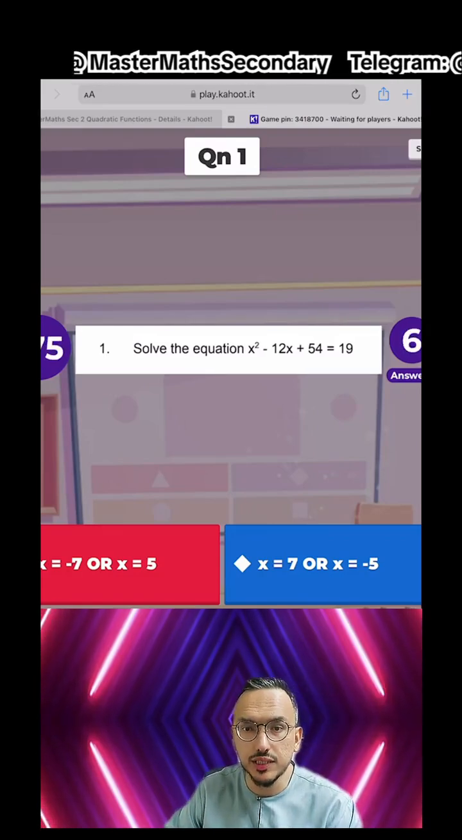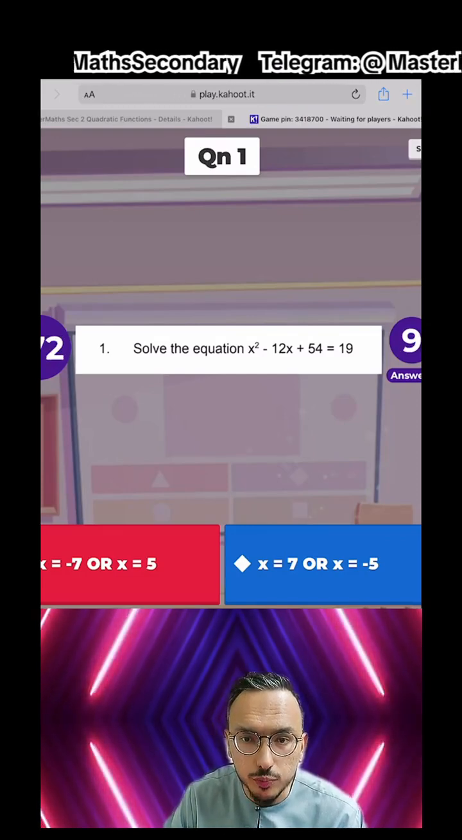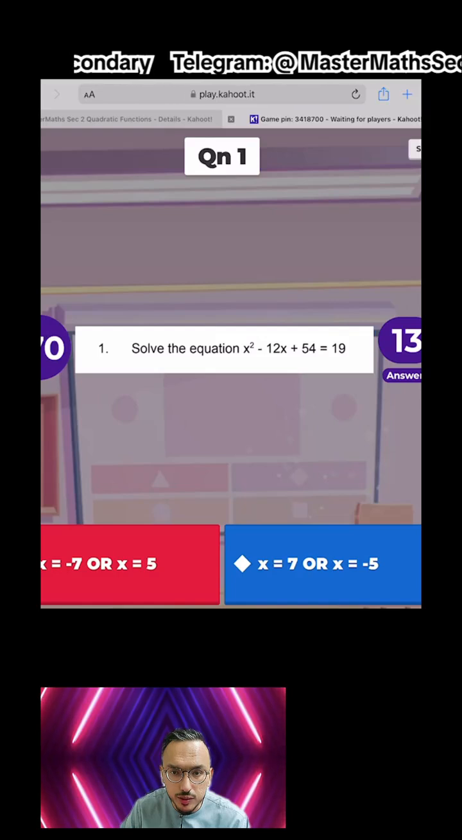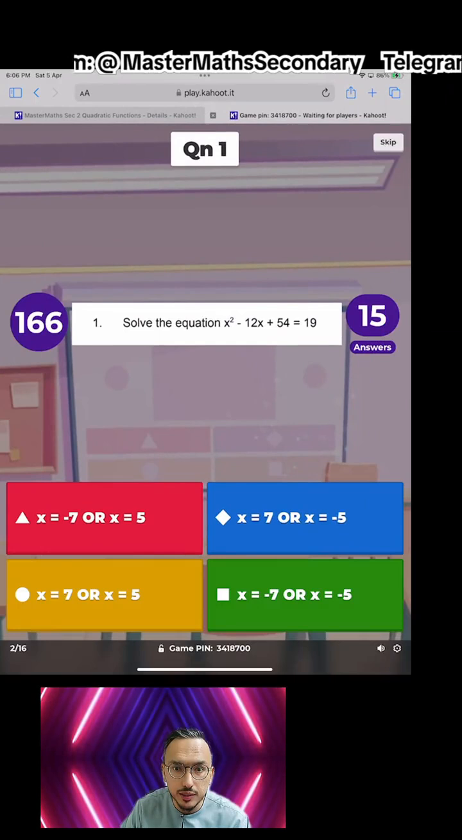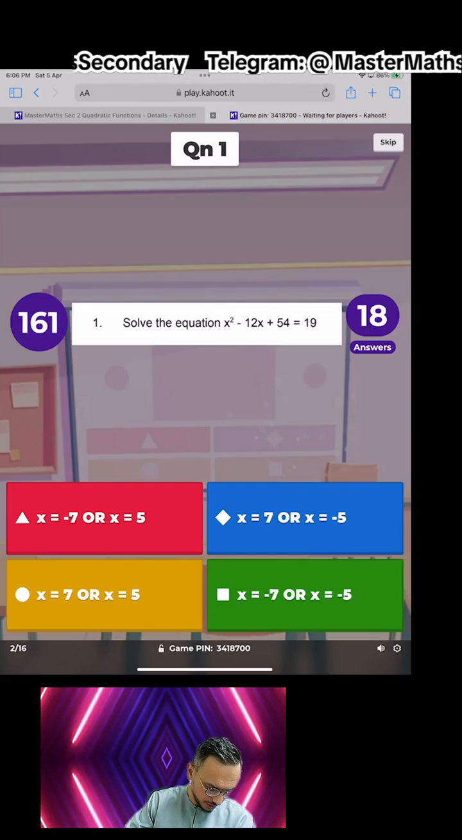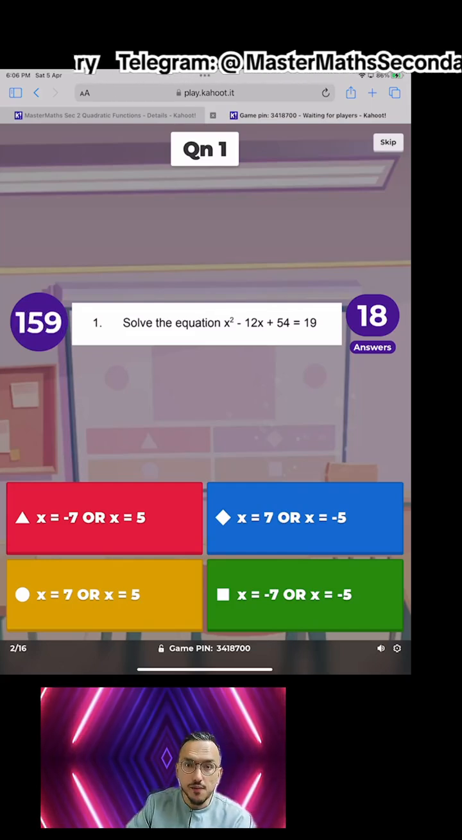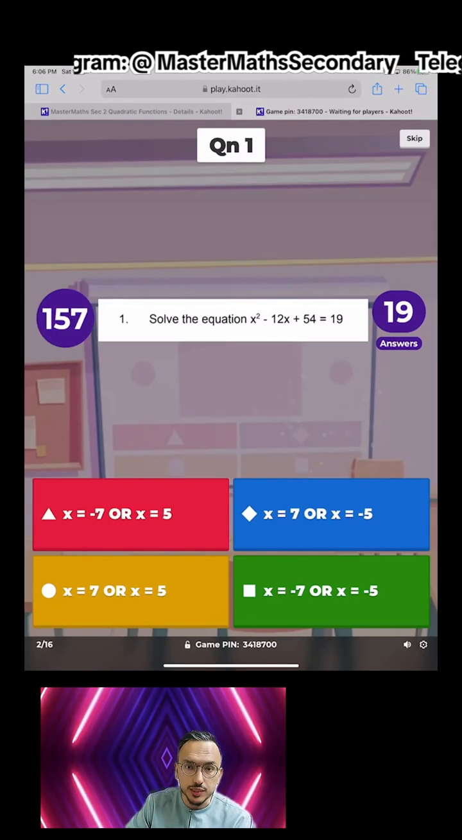Alamak, cannot see everything. Okay, hold on. I need to make my distance smaller a bit. Ayo, why crop like that? Don't crop lah. Okay, this is better. Hopefully now you can see.